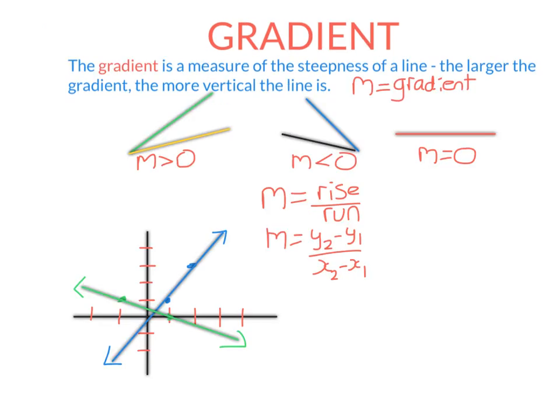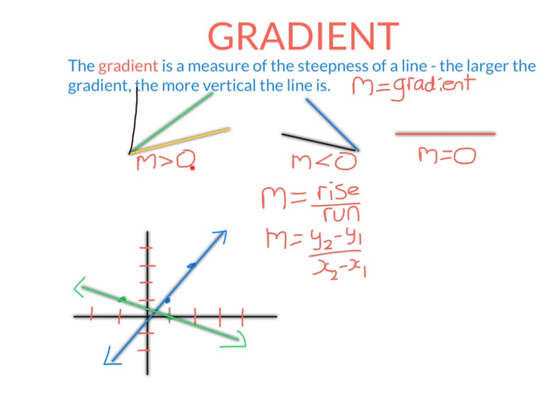So the gradient of a line is a measure of its steepness. The gradient of a line is just a number. The higher the number, the steeper or more vertical the line is. So let's look at these two lines here. You can see the green one is steeper than the yellow one. So the green one would have a larger gradient than the yellow one. Both of these lines lean to the right. So compared with a perfectly vertical line like that, you can see that they lean to the right.